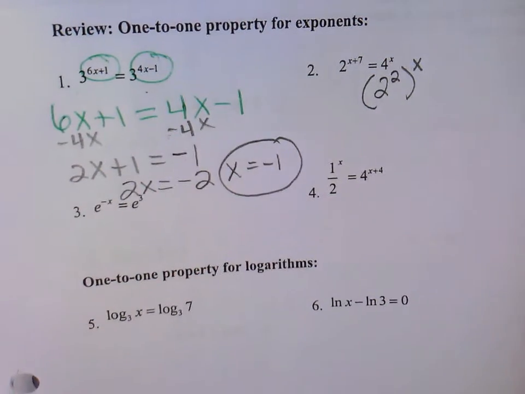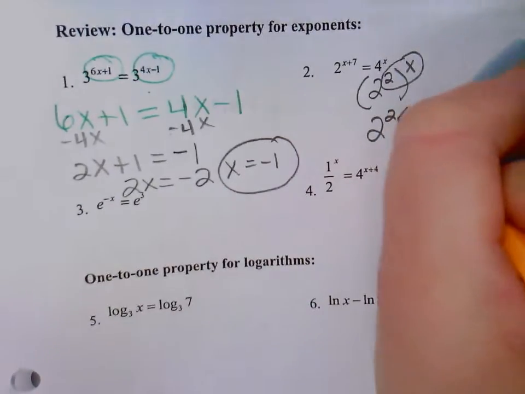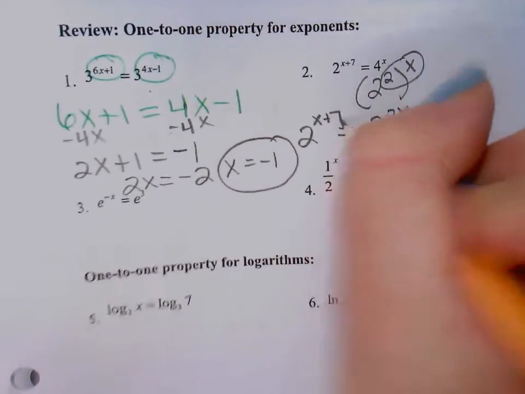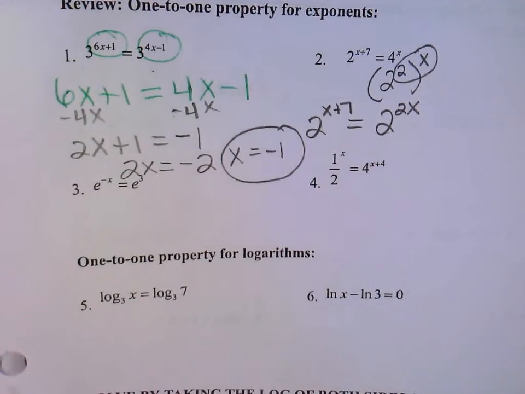When you distribute, you can multiply your exponents. So this is really 2 to the 2x is equal to 2 to the x plus 7. So now I'm in the same situation as number 1. So go ahead and set your exponents equal and solve for x.